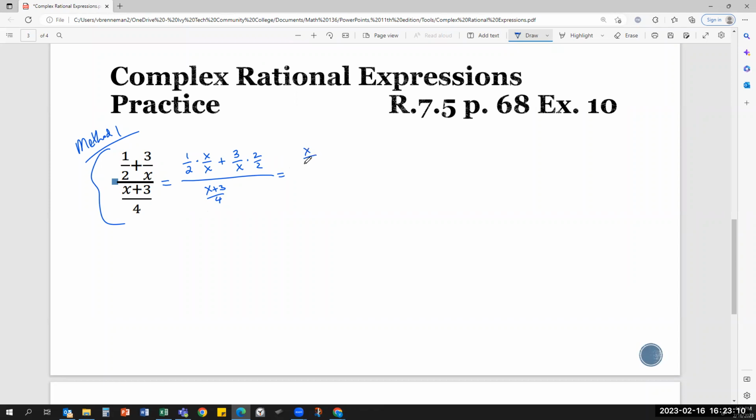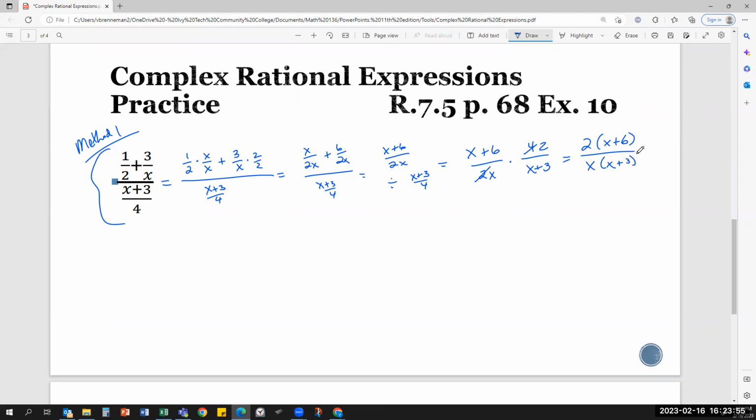So this is x over 2x plus 6 over 2x, still over x plus 3 over 4, and then that becomes x plus 6 over 2x being divided by x plus 3 over 4. Now I'm going to apply the division as multiplying by the reciprocal. So this is x plus 6 over 2x times 4 over x plus 3. I do that flip. The 4 and the 2 cancel, so this is 2. And so I end up with 2 times x plus 6 over x times x plus 3.